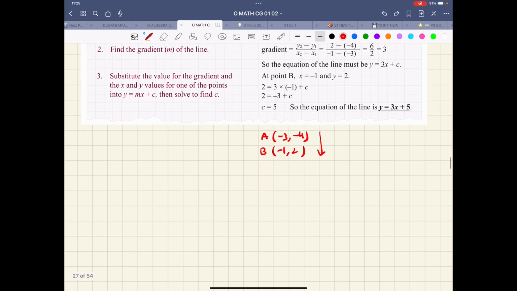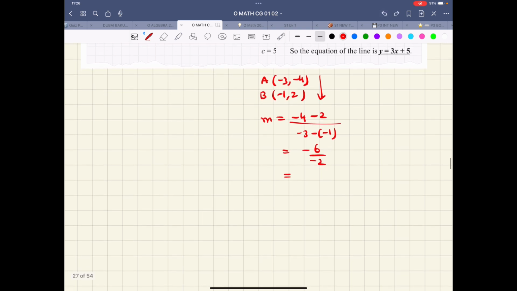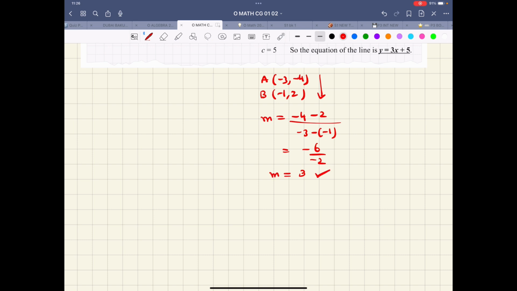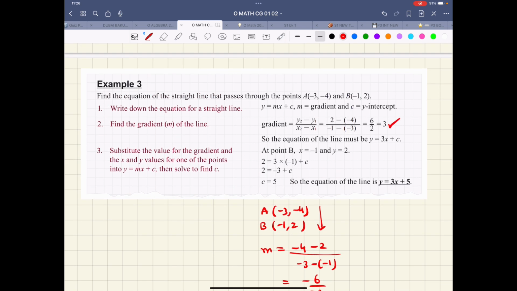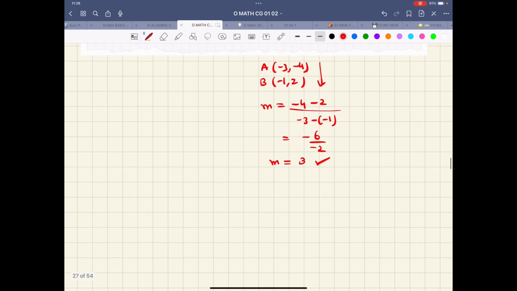So therefore, I'll write gradient: minus 4 minus 2, and therefore minus 3 minus 1, that is negative 6 at the top, and negative 3 plus 1 is negative 2 at the bottom, and that comes out to be 3. 6 over 2 is not 2, that is 3. So that's the first thing, gradient comes out to be 3. Then we write y equals mx plus c. You insert the value of m: y equals 3x plus c.